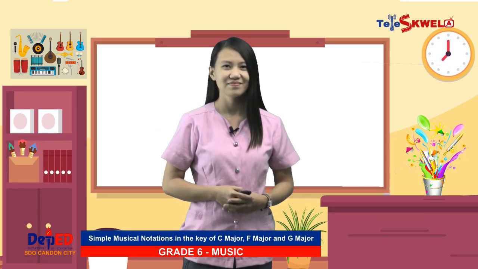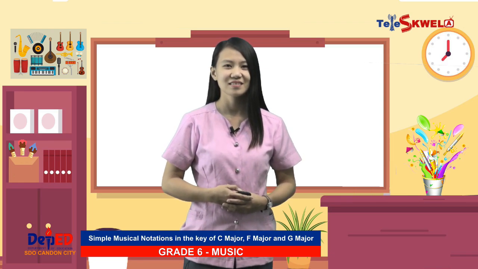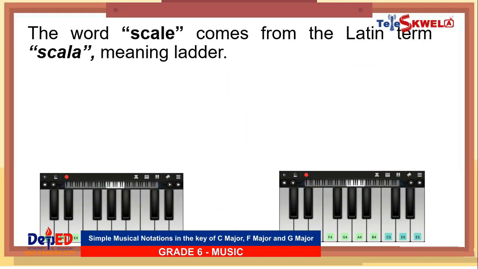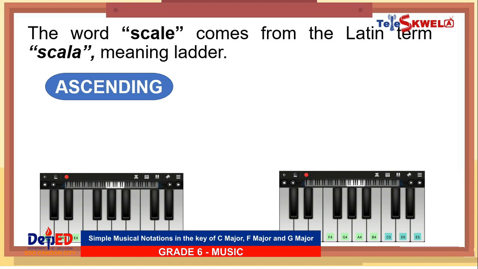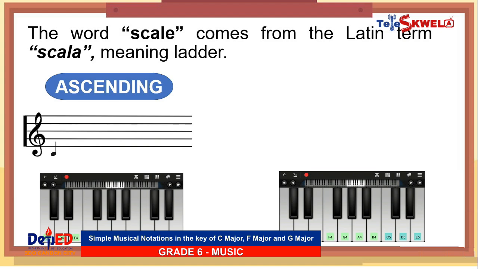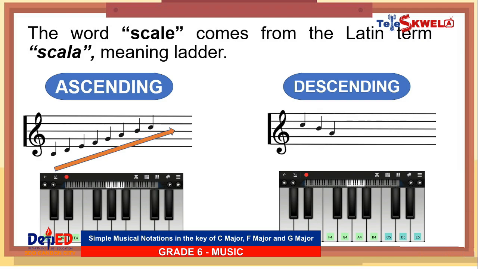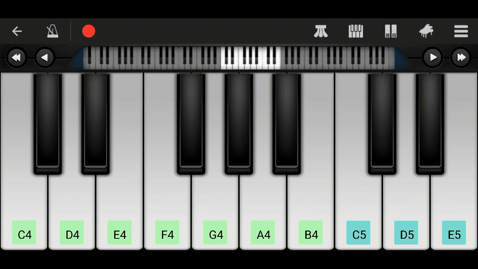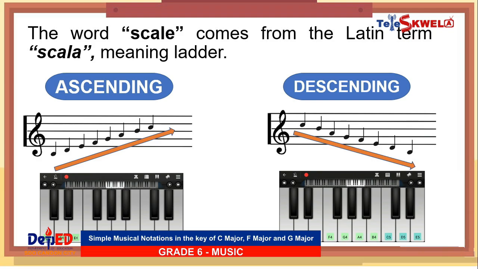Have you seen a musical scale? Yes? Yes, of course. The word scale comes from the Latin term scala, meaning ladder. A scale is composed of 8 notes arranged in an ascending and descending order. Let's hear the sound of an ascending order. Let's also hear the sound of a descending order.